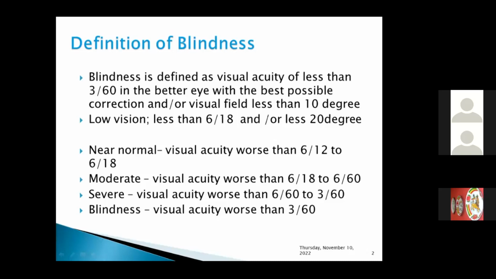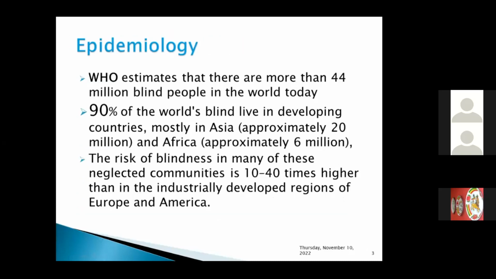WHO estimates that there are more than 44 million blind people in the world today. This is data from the early 2000s. 90% of the world's blind live in developing countries, mostly in Asia and Africa. The risk of blindness in many of these neglected communities is at least 10 to 40 times higher than in the industrially developed regions. When we come to the individual diseases, we will try to justify this.